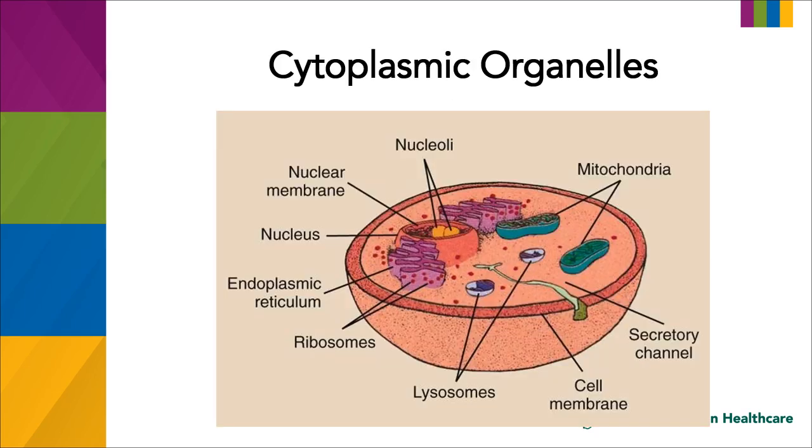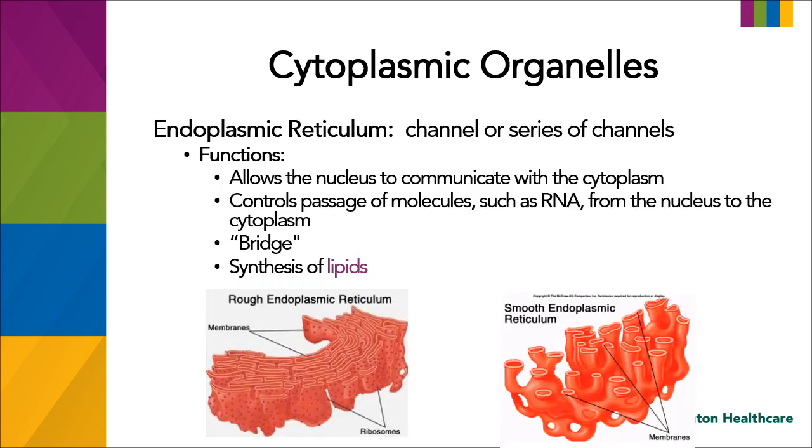As far as cytoplasmic organelles are concerned, there are several that we're going to talk about. The first one is the endoplasmic reticulum. This is a channel or series of channels, and its functions are that it allows the nucleus to communicate with the cytoplasm. It controls the passage of molecules such as RNA from the nucleus to the cytoplasm. It serves as a bridge, and it has the process of synthesis of lipids that occurs within it.